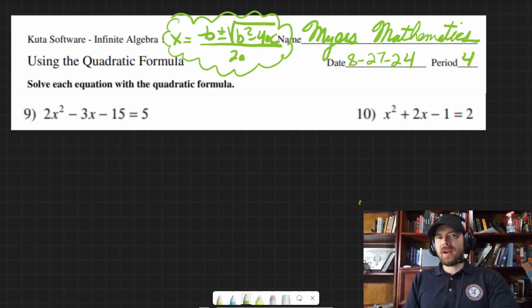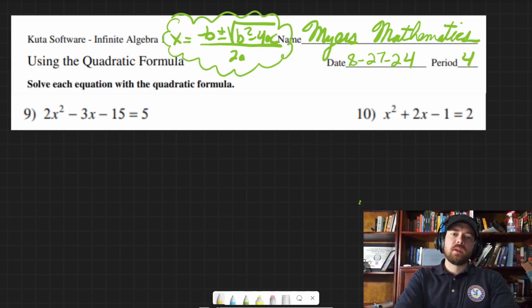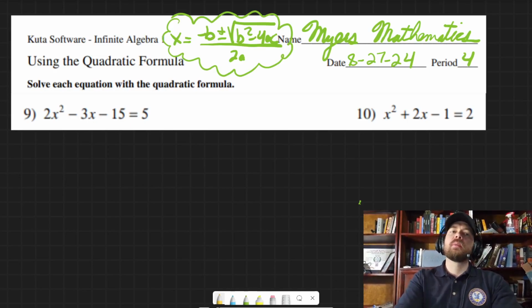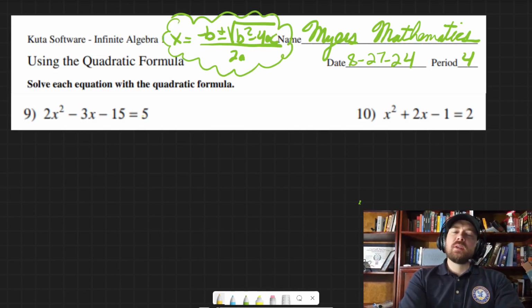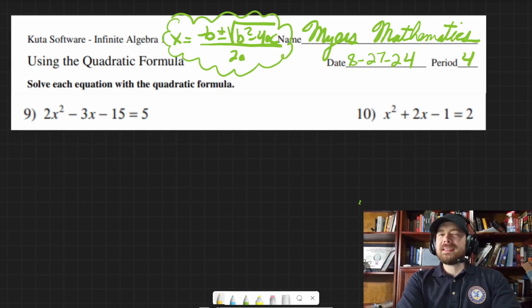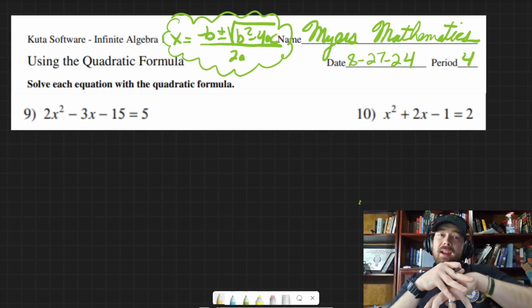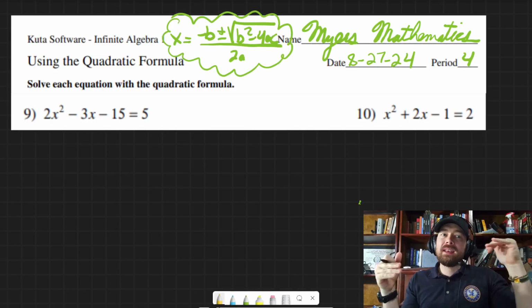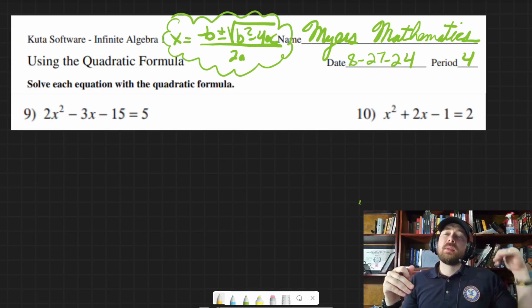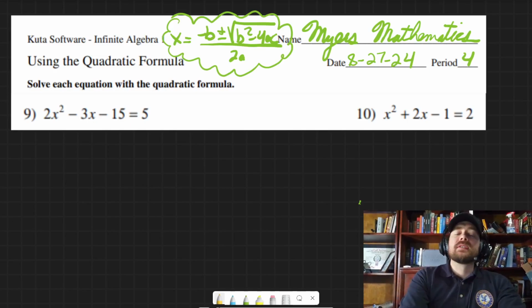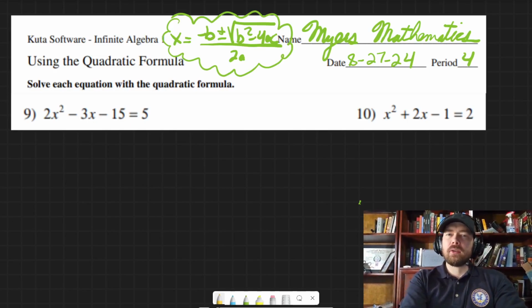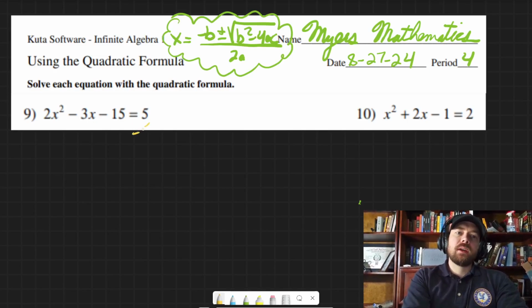This is using the quadratic formula, Kuta Software, Infinite Algebra 1, solving each equation with the quadratic formula. So for number 9, when we use the quadratic formula, the first thing we've got to do is set it equal to 0. The quadratic formula is basically what happens when you have a quadratic function y equals ax squared plus bx plus c, and then you set y equal to 0. So that's why we have to do it, but let's go ahead and do it.